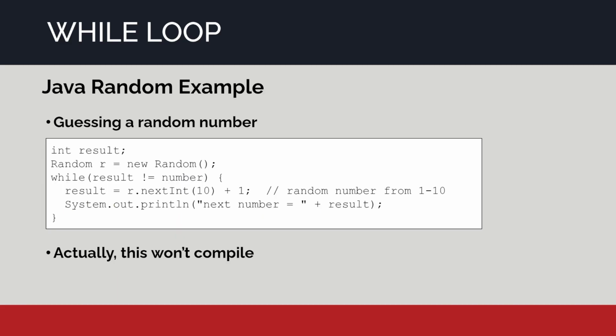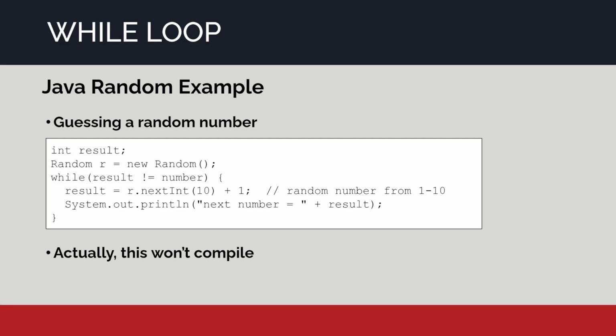Okay, so here's a quick little example where we're trying to guess a random number. So we have an integer result, and then we create a Random object we call r, and then while the result is not equal to the number, which is defined outside of this code block here, the number we're trying to guess, then we just try to get a random number between 1 and 10. r.nextInt with a maximum of 10, and then we add 1 to it, so that'll give us 1 through 10.